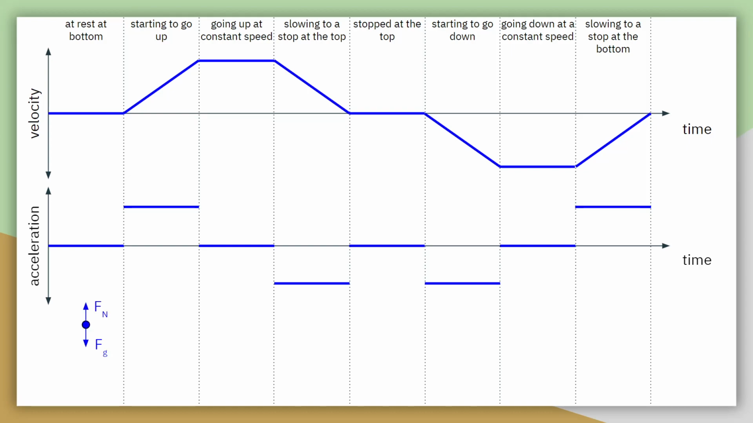So, when the passenger is at rest at the bottom of the elevator shaft, we have the force of gravity acting on the passenger, and we have the interaction between the elevator and the passenger, that floor pushing up on the passenger. Here, you'll notice that the force normal and the force gravity were drawn the same length. That means these two forces are balanced, which means the sum of the forces should be 0.